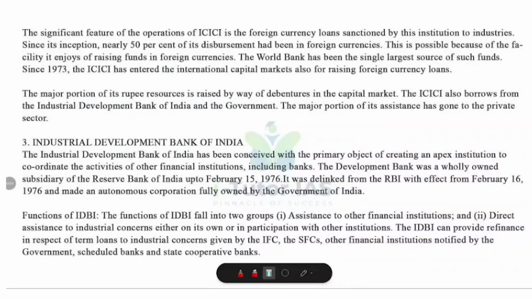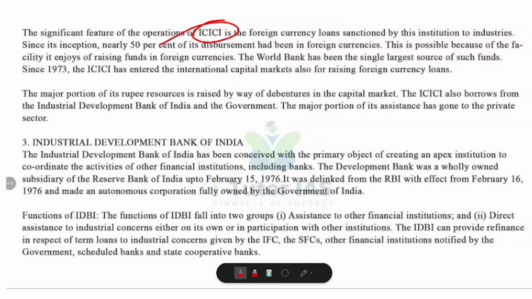We were studying Chapter 6 Banking, and yesterday we discussed the Reserve Bank of India and industrial finance, and we also learned about institutions like IFCI and their role in supporting industries. Today we are going to continue from that topic and discuss another important financial institution, the Industrial Credit and Investment Corporation of India, or simply ICICI. Okay, ICICI. So, we saw that one of the significant features of ICICI's operations was its foreign currency lending.